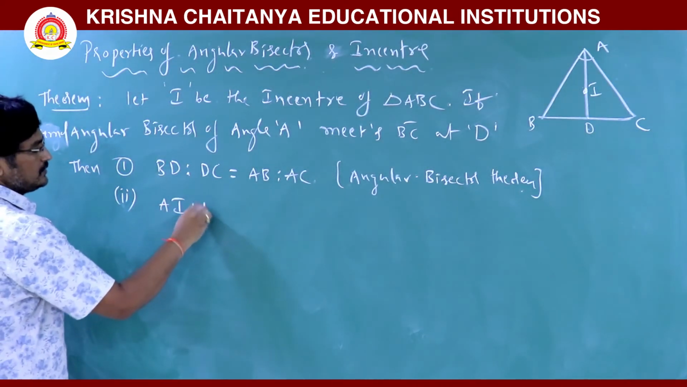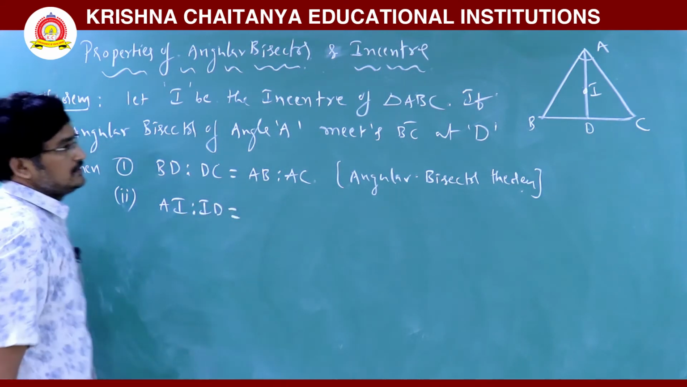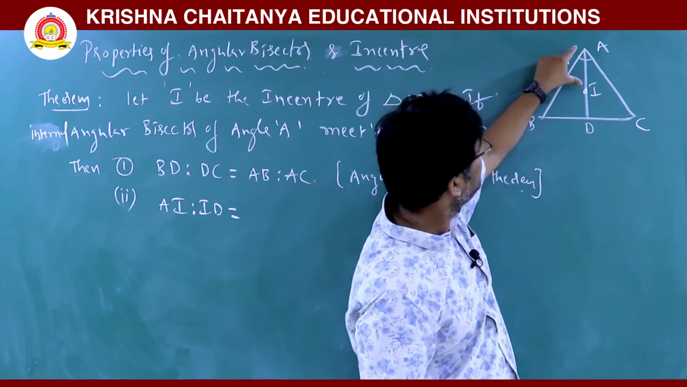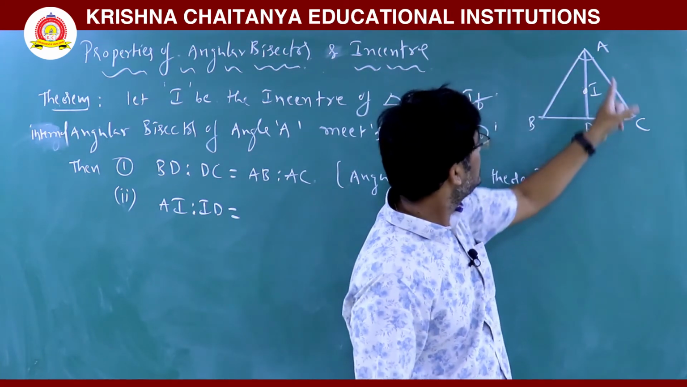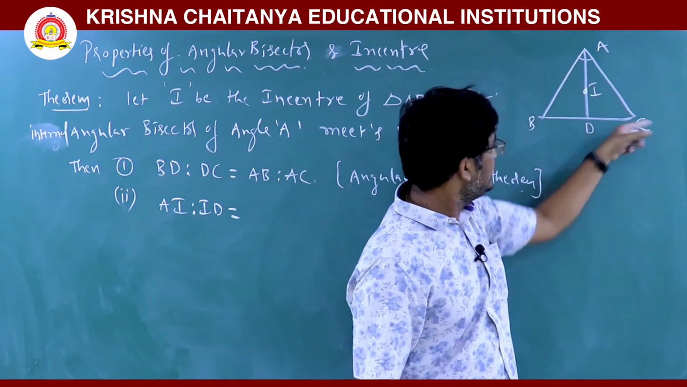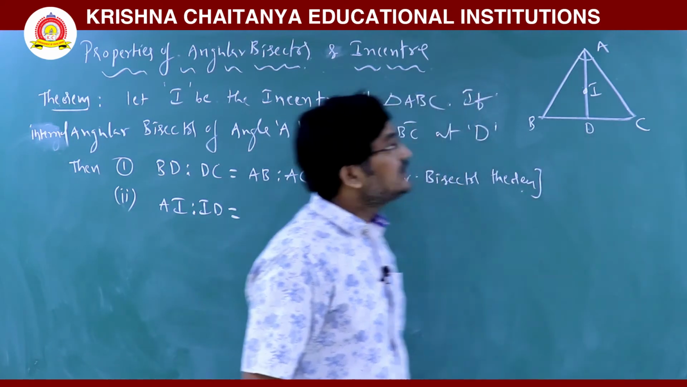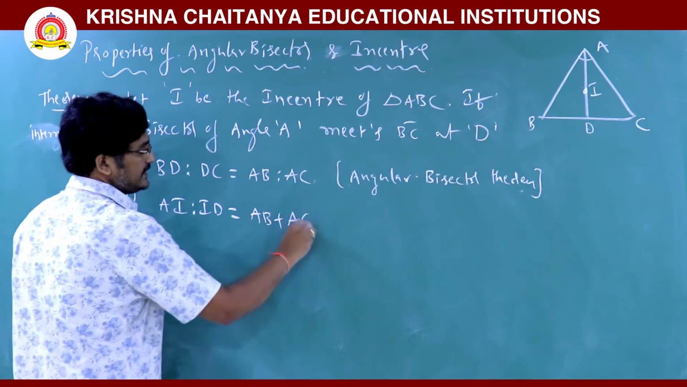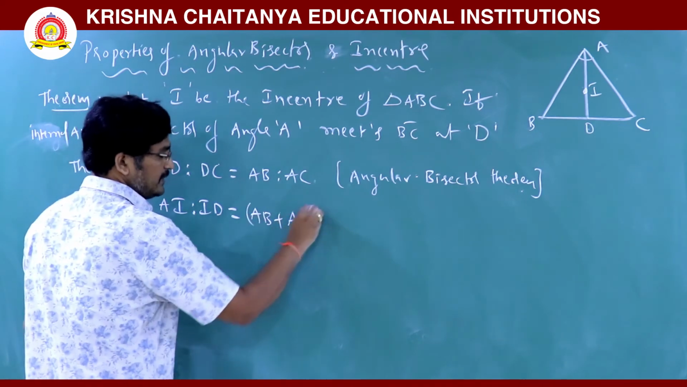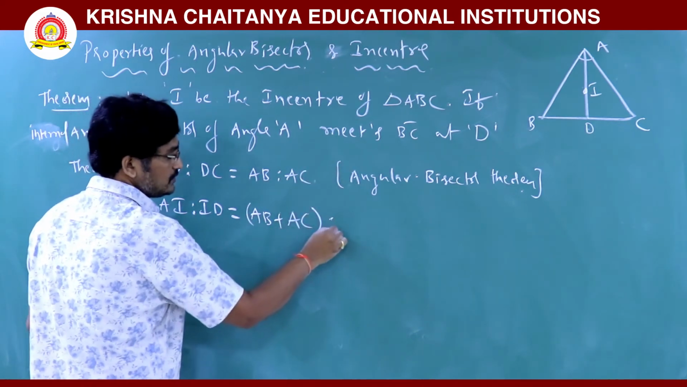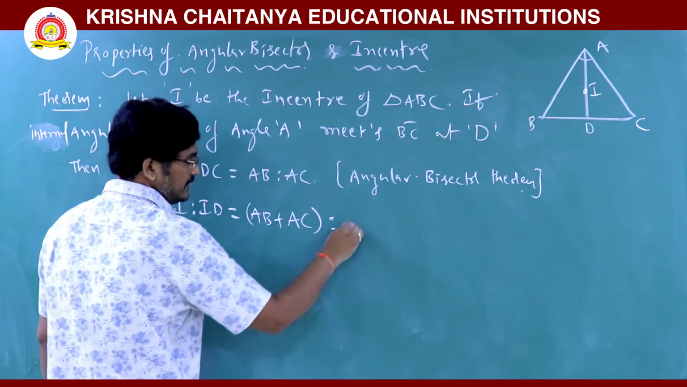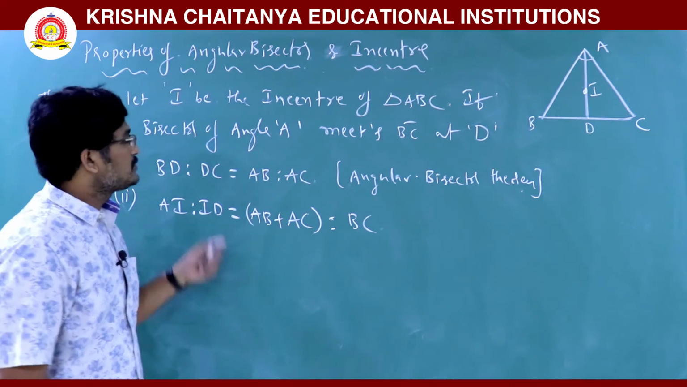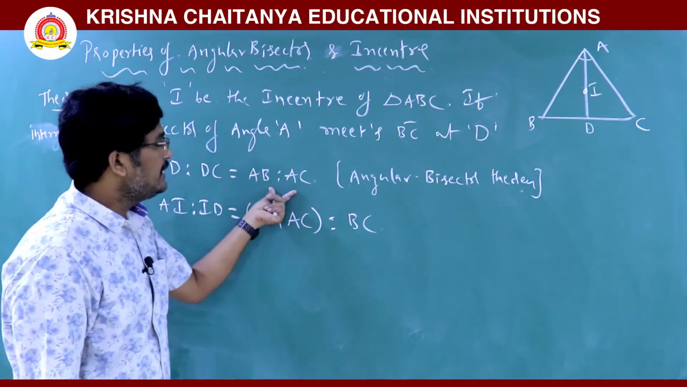AI is to ID is equal to, the ratio of AB plus AC is to BC. So BD is to DC is equal to AB is to AC.